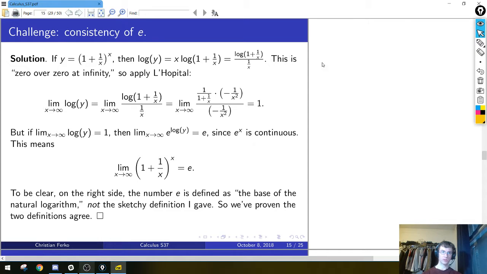Let's do more things. I think this is almost identical to what we just said. Take log of y, simplify, write as a quotient, 0 over 0 at infinity, differentiate, these guys cancel. Using this continuity argument, which means this chunk, the limit as x goes to infinity of (1 + 1/x)^x is e. So the definitions agree.